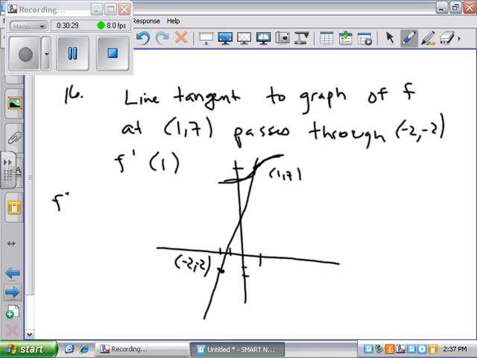It's going to be the change of y's over the change of x's. So you want to be here? 9 over 3 would be 3. It's nothing but this, realizing the derivative is the slope of the tangent.